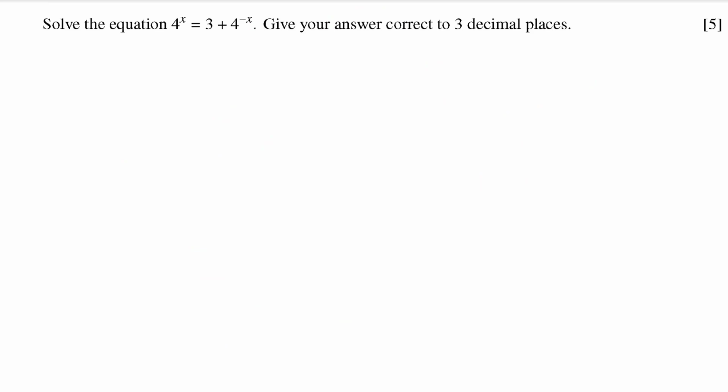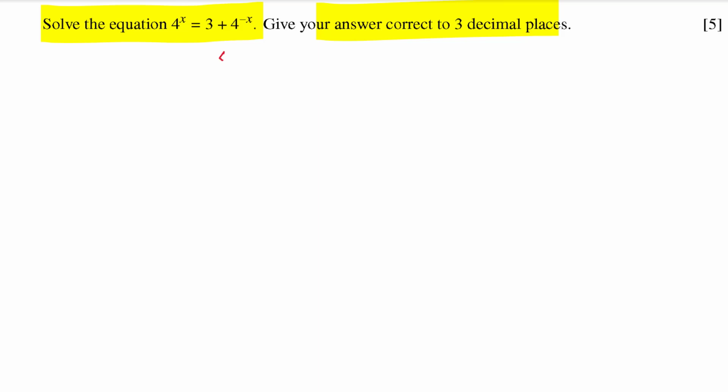So here's another question, and that would be the last question as an example. Let's see how to do this type of question as well. Solve the equation 4 to the power x equals 3 plus 4 to the power minus x, and give your answer correct to 3 decimal places. Again, we have 4 to the power x and 4 to the power minus x and plus 3, two terms, so we cannot take log directly.